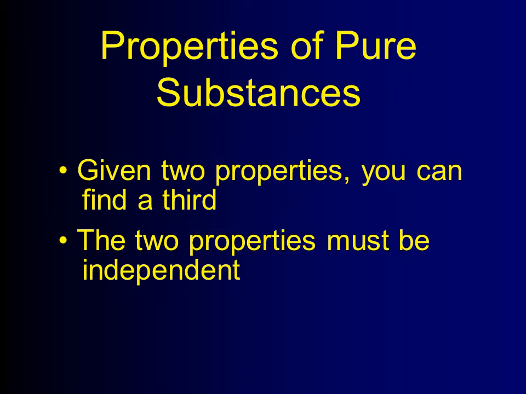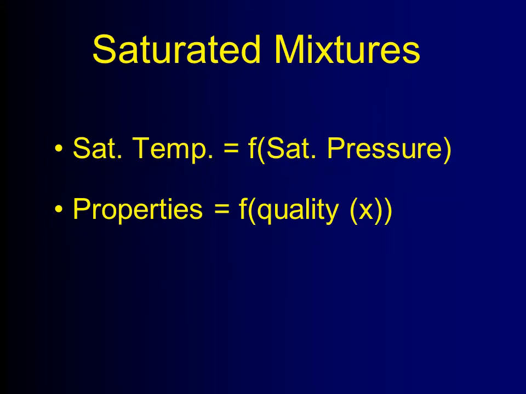So what we've looked at is the properties of pure substances. Learn that given two properties, you can find a third. And I recommend you go and just start doing that. Practice that, because you never know which two properties you're going to have, and you want to have that as a skill that you can just do quickly. These two properties must be independent, so if you have the saturation temperature and saturation pressure, that doesn't tell you enough. You have to know how much is liquid and how much is vapor, and we do that with a property we call the quality.